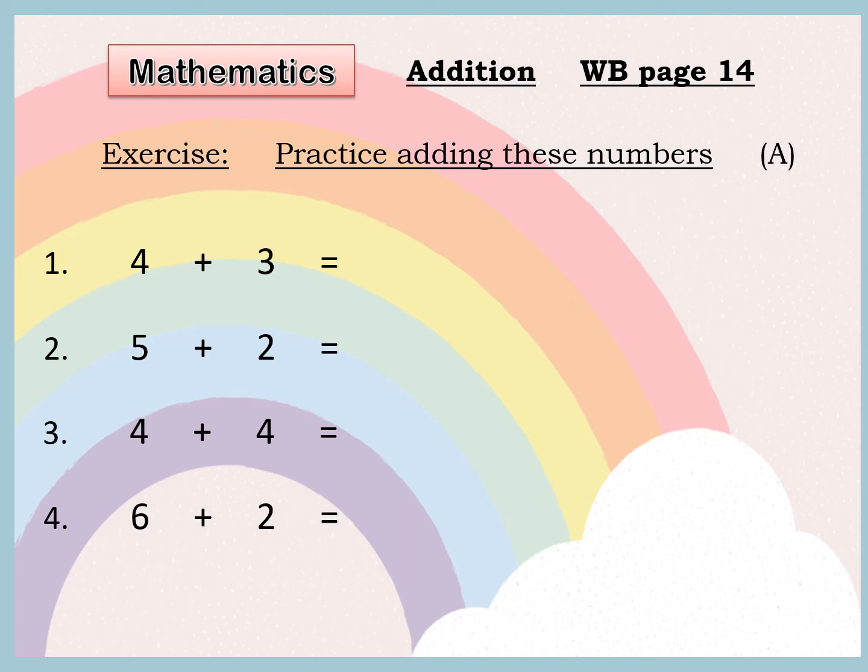Finished? Good job. Number 5. We have 5 plus 3. Did you write it down? Very good. Let's proceed to number 6. 3 plus 3. Number 7. We have 6 plus 5.